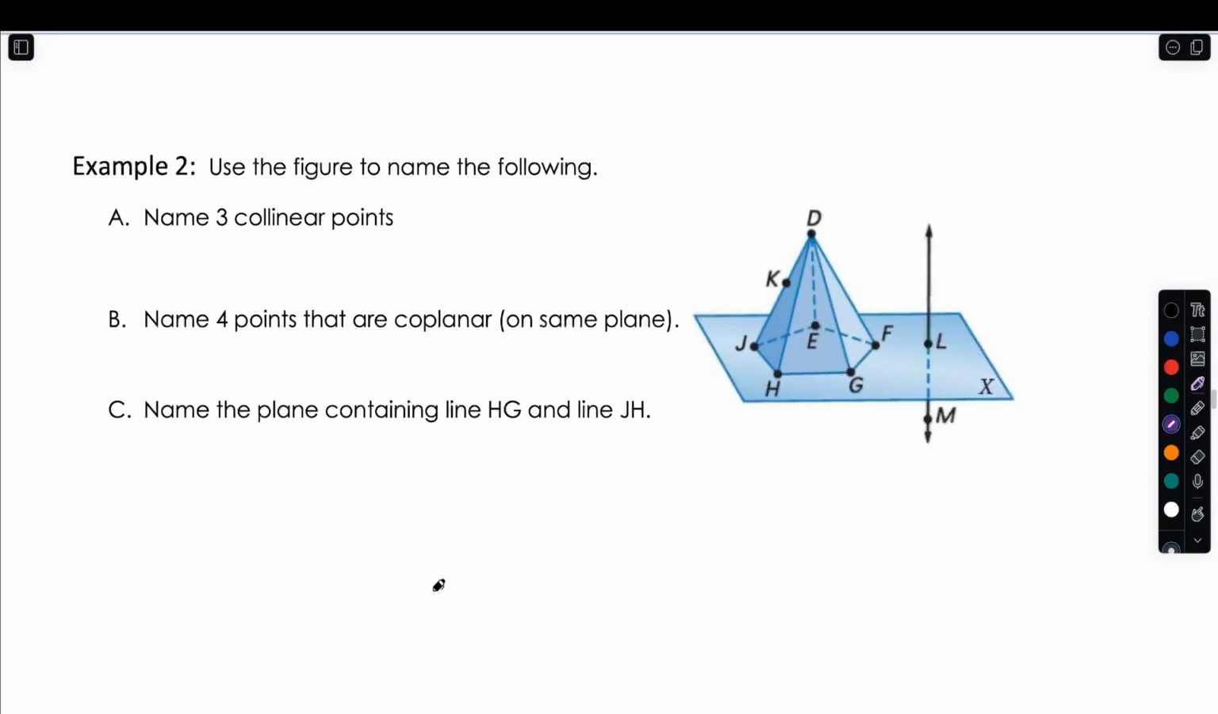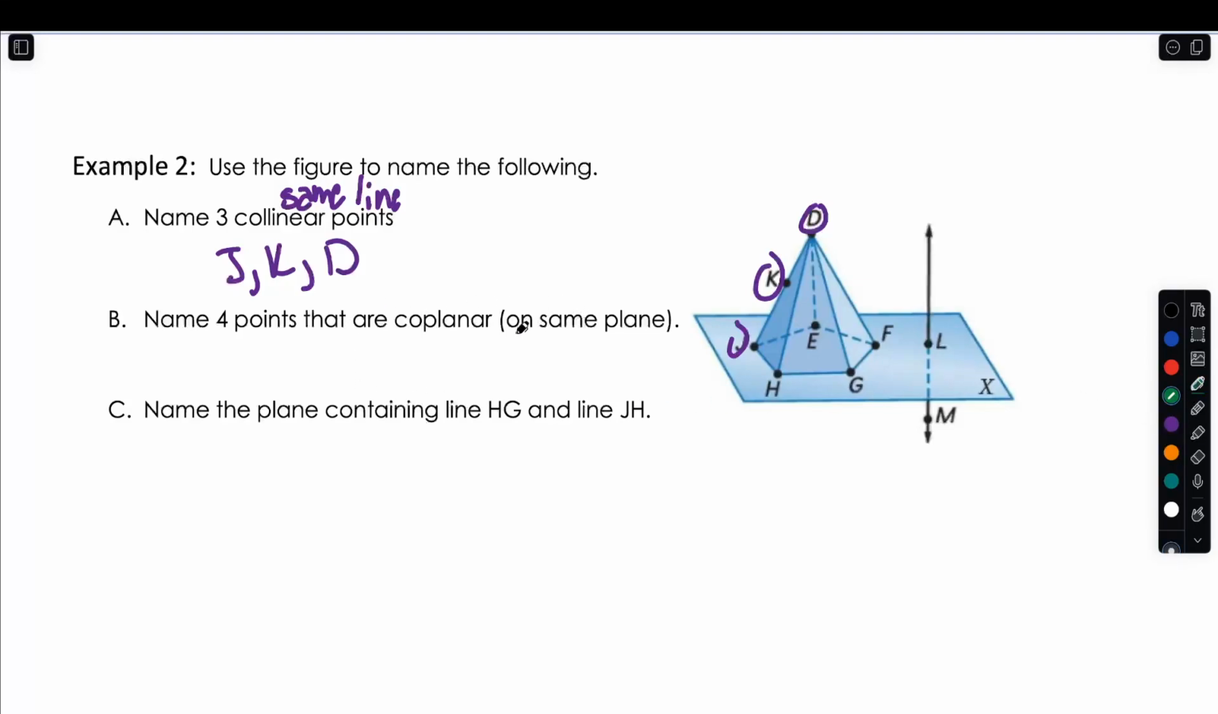Example number 2, use the figure to name the following. Name 3 collinear points. Collinear means on the same line. And the 3 points that I spy here that are on the same line would be J, K, and D.